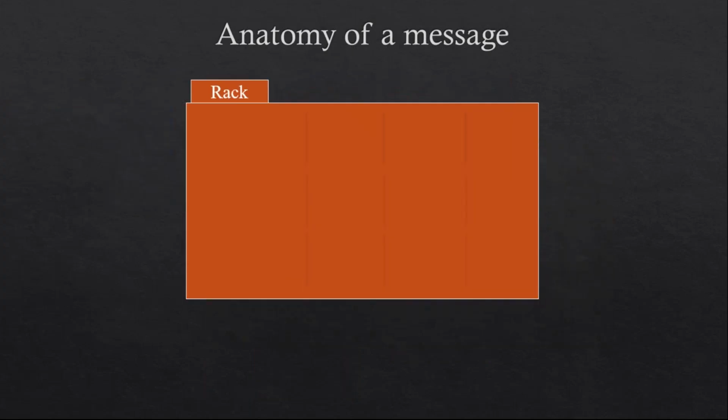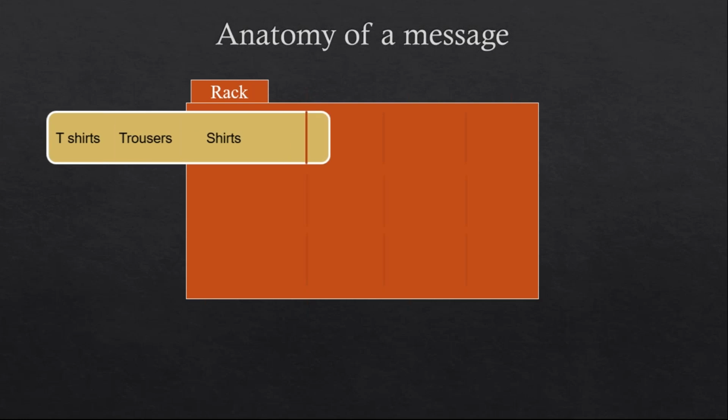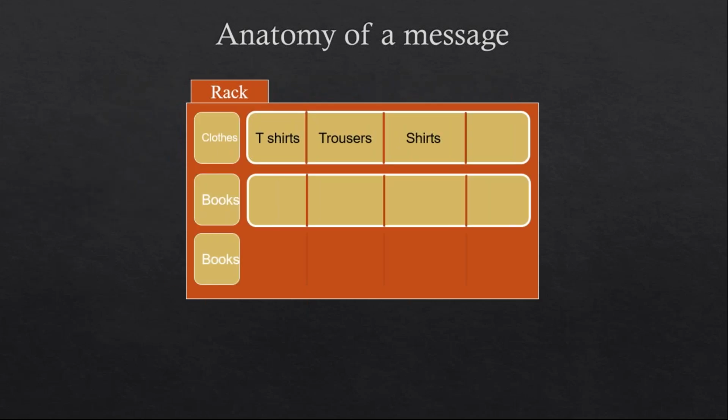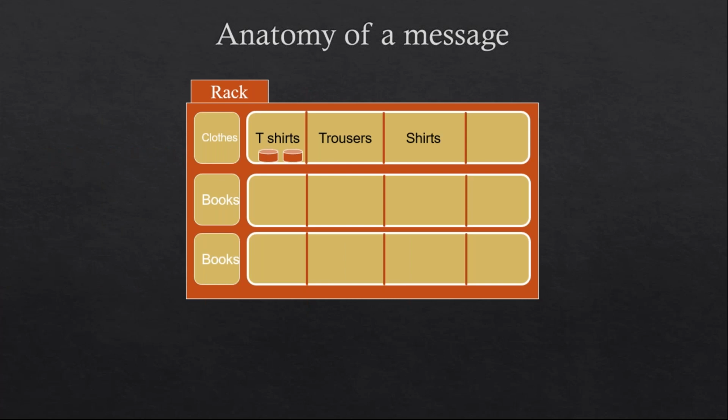So let us look at the anatomy of a message. We'll quickly jump into one small example. Let us say that we have a rack, and within the rack the first rack will have clothes, the second rack will have books, and the third rack will also have a list of books. Let us say we have two people in a house and that rack is present in that house. When one person is going out, he forgot something. Let's say he forgot his t-shirt within the house and he went out.